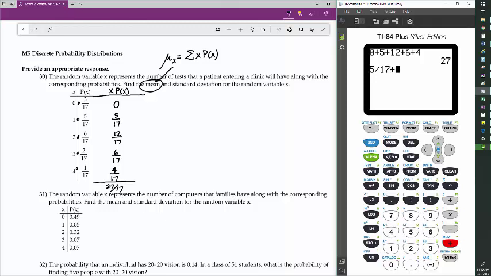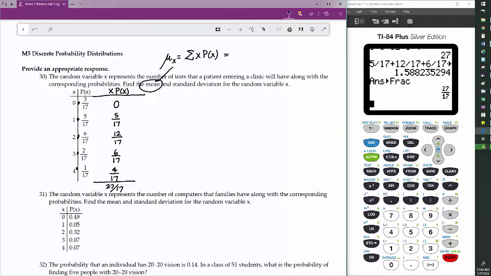5/17 plus 12/17 plus 6/17 and 4/17, or 1.588, or 27/17. So that's the mean. The mean, 1.588.